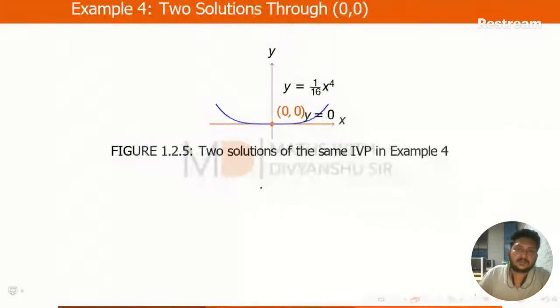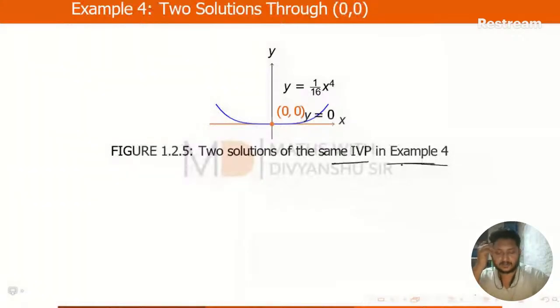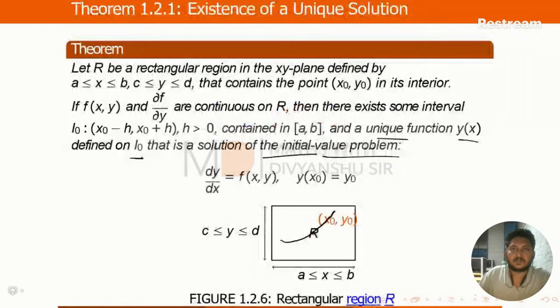Yeah, here is their graph portion. Two solutions of the same initial value problem. So here the equation is y equal to 1/16 x to the power 4 and the second is y equal to 0. The origin is (0, 0) and the graph looks like this. Okay. So by the theorem, I will teach you the existence of a unique solution. In this theorem, we study the existence of a unique solution.